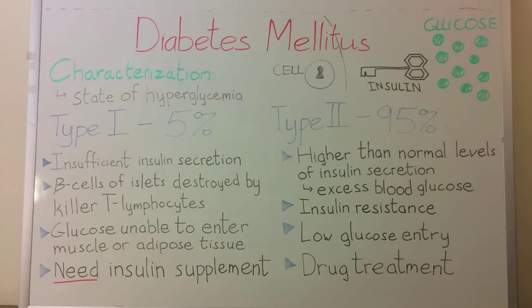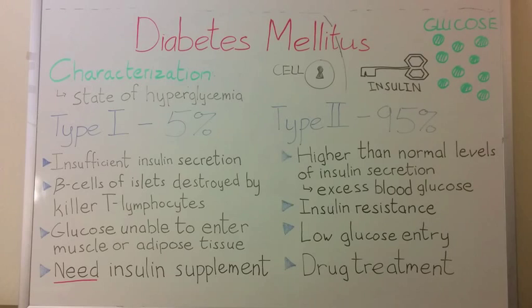Now on to the types. Type 1 is exhibited by 5% of diabetes patients, and this is quite rare. There's insufficient insulin secretion. Why is that? Well, beta cells, which secrete the insulin in the islets of Langerhans of the pancreas, are destroyed by killer T lymphocytes. This is better known as an autoimmune disease in which the T killer cells of the patient kill their own beta cells. Therefore, glucose is unable to enter the muscle or adipose tissue, and there is a need for insulin supplementation or injections.